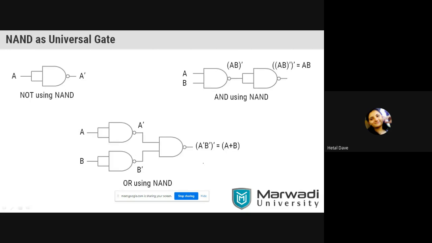And in the examination, in a 3-mark question, this kind of question is always asked: explain NAND and NOR as a universal gate. So first of all, you need to explain the NAND gate and NOR gate, and then you need to explain these 3 circuits with their truth tables.